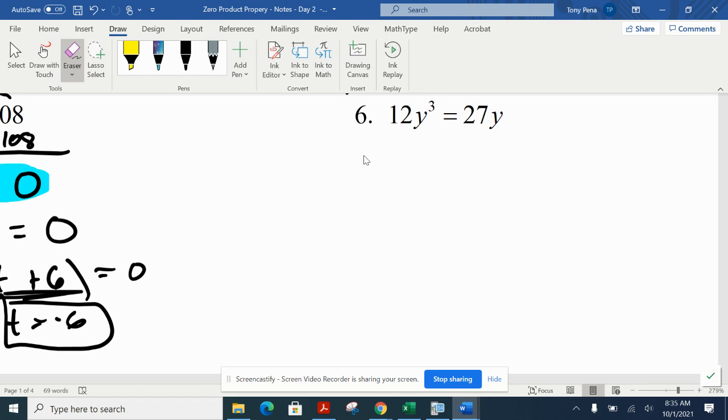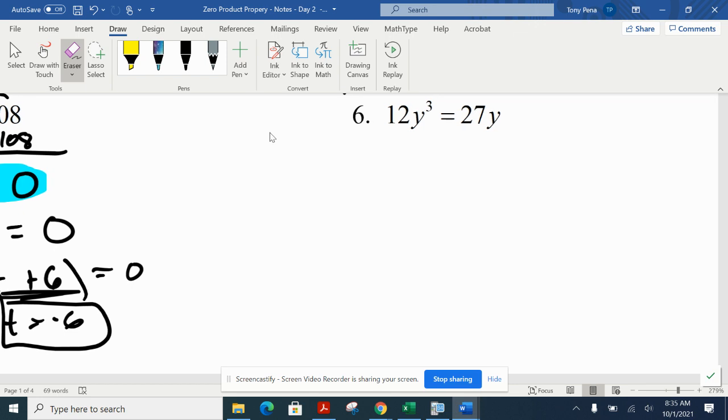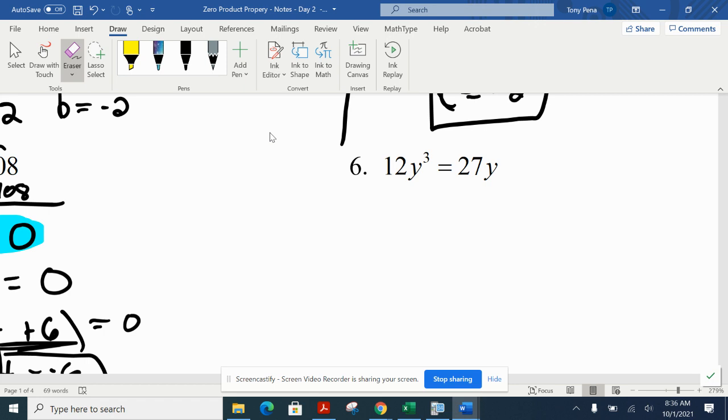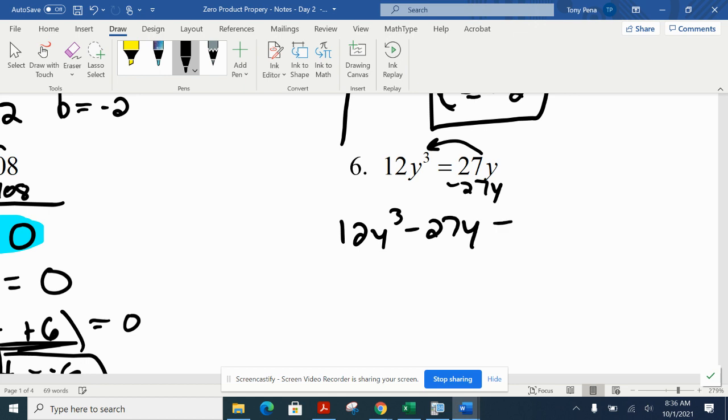Okay, we'll do it together. This, again, just kind of gives me an idea where we're at. Not quite there yet, which is okay. But what we are recognizing, which is awesome, because almost everybody I looked at did this, you understood that this 27y needs to get moved over. All right, so that's a good thing. Then you would have 12y cubed minus the 27y, and then that would equal 0. So everybody I looked at had that, so that's good.